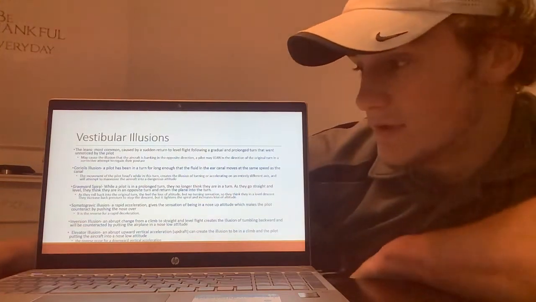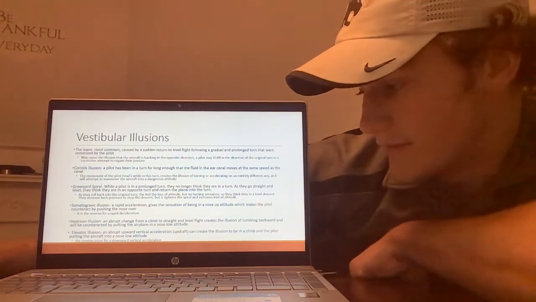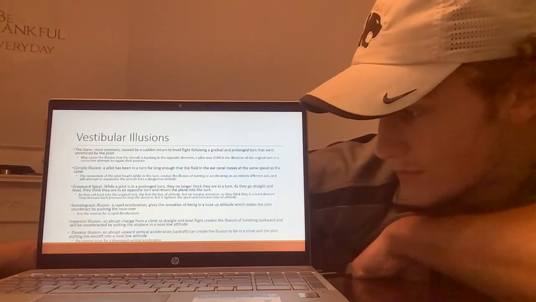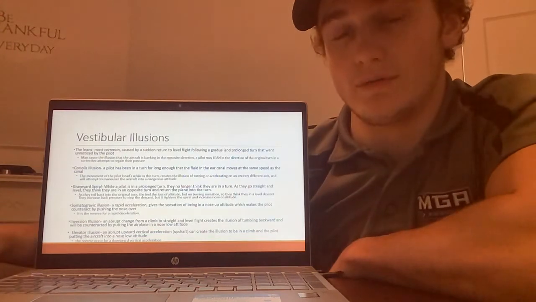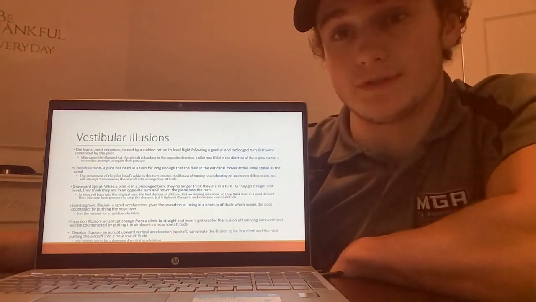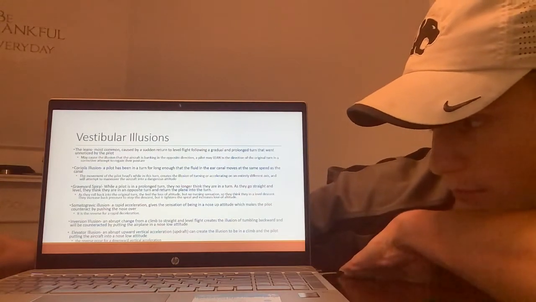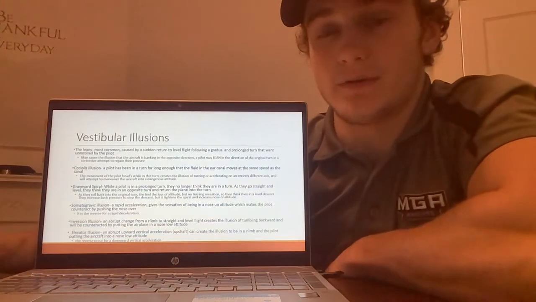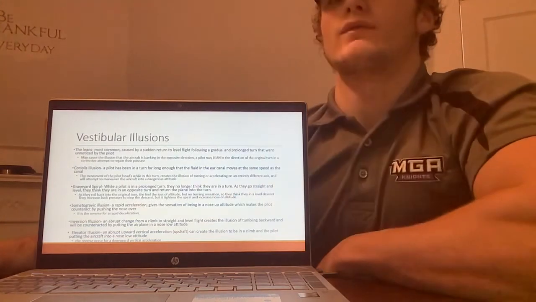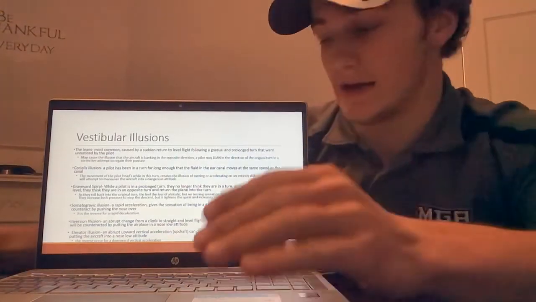The inversion illusion is an abrupt change from a climb to straight and level flight. You're climbing and then you go straight and level, and it'll feel like you're tumbling backwards. The pilot thinks he's too high, so he'll put the nose over to counteract, putting the airplane in a nose low attitude.